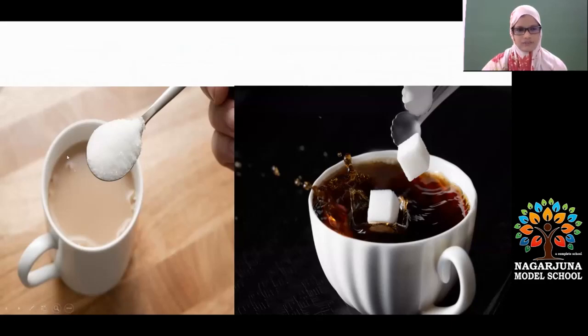Look at these two pictures and tell me what do you observe here? Yes, here they're adding sugar into tea and here they're adding sugar cubes into tea. What is the difference between these two? Yes, here they are adding sugar particles. Here they are adding sugar cubes. What is the difference? Yes, its size. Sugar particles are small in size. Sugar cubes are large in size. So which one dissolves fastest in this tea?